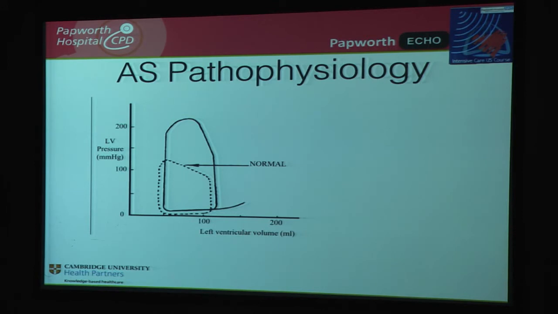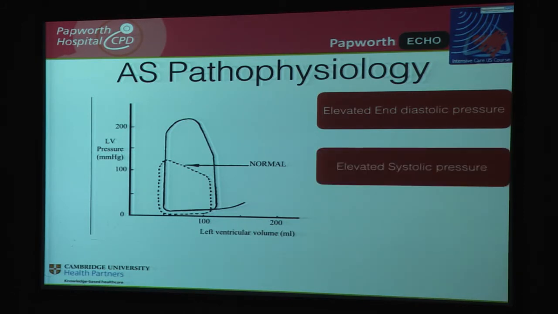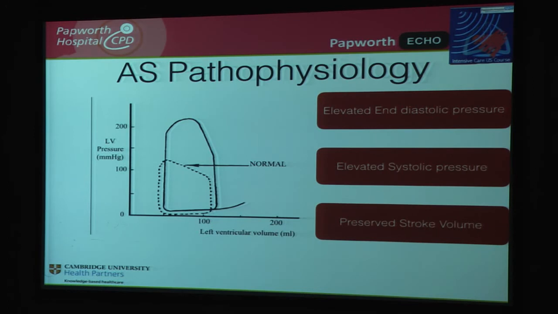aortic stenotic pathophysiology. So everybody knows this pressure volume curve. At the bottom right, you get the end diastolic volume, then you get the phase of isovolumetric contraction, then the phase of ejection, and then you get the phase of isovolumetric relaxation. So the dotted curve is the normal, and the bold curve is what aortic stenosis does to the ventricle. So essentially, you get elevated end diastolic pressures, you get elevated systolic pressures, and you get a preserved stroke volume. And if you plot elevated end diastolic pressures, you get the Frank-Starling curve, which we are all aware of.